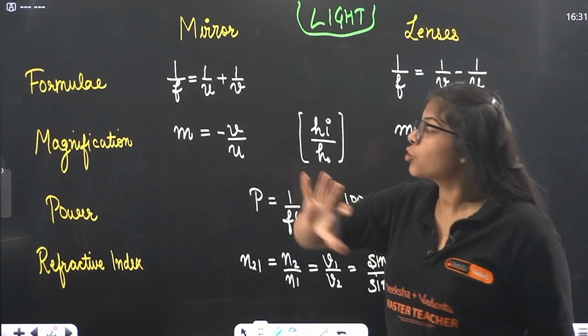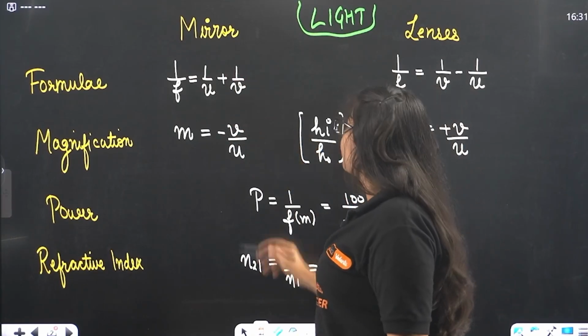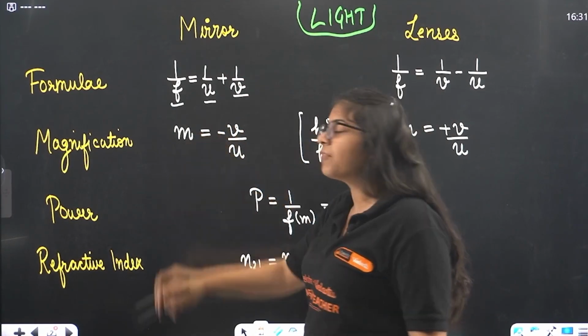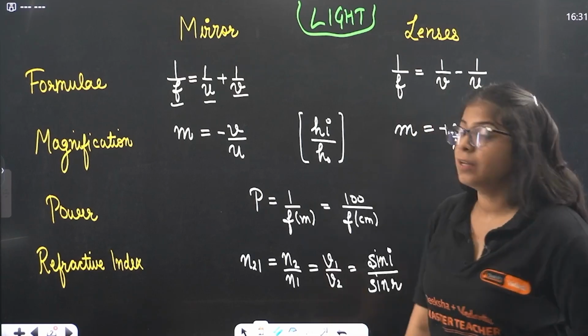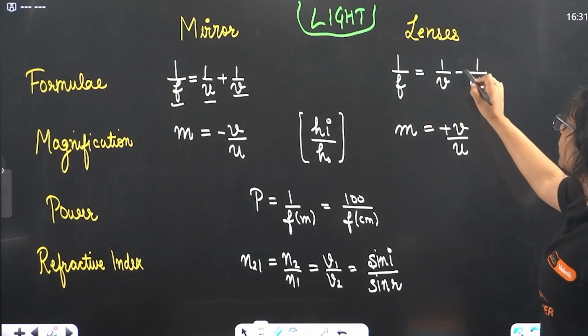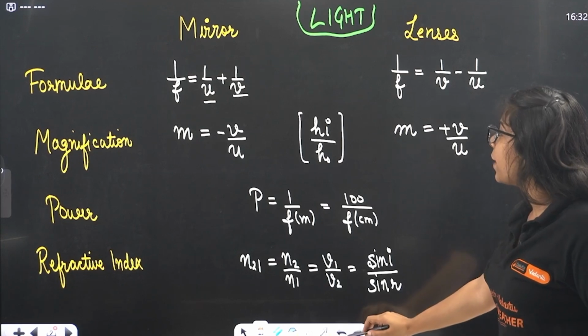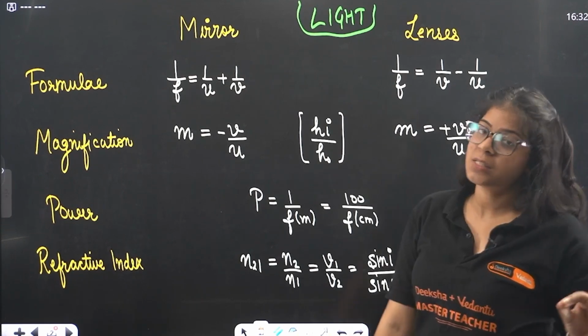Now for mirrors, beta, the mirror formula, what is it? 1/f = 1/v + 1/u, where u is the object distance, v is the image distance, and f is our focal length. For lenses, it's the same, but 1/v - 1/u here, right? 1/v - 1/u, that's the main difference.